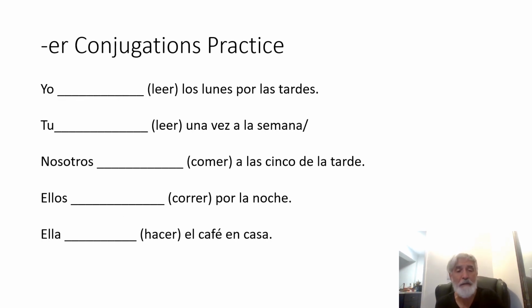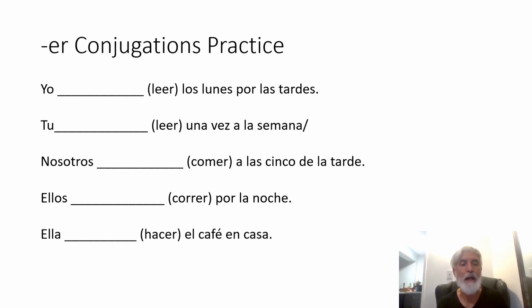Now let's do some practice with these verbs. Again, I give you a subject pronoun. I give you the verb in the infinitive or unconjugated form. We have to conjugate it. And we should understand these sentences. This is all basic vocabulary now that we've been working with for a while in chapter 3. So it's yo leer los lunes por las tardes. So I want to say I read. What does los lunes mean? A definite article in the plural before day of the week means on. Repetitively on Mondays. So I read on Mondays por las tardes, in the afternoon.